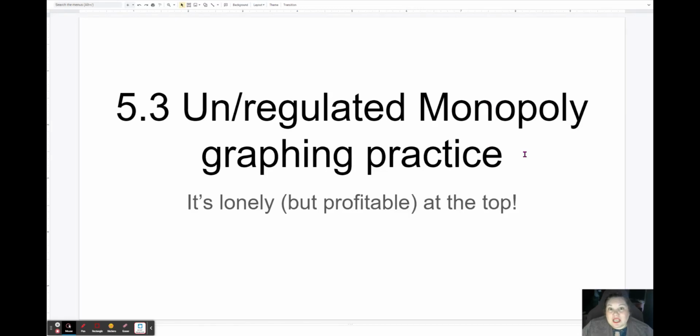Hey everybody, we're going to do an activity today to follow up on our lesson from last class where we learned about regulated and unregulated natural monopolies. So let's go ahead and take a look. You should have these same slides in your Google Slides or your Google Classroom, so you can open those up and we're going to be going along with this together.